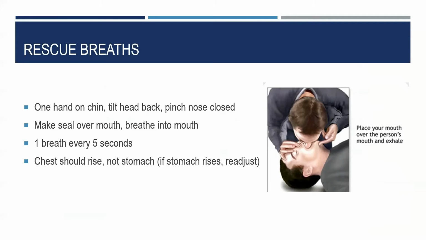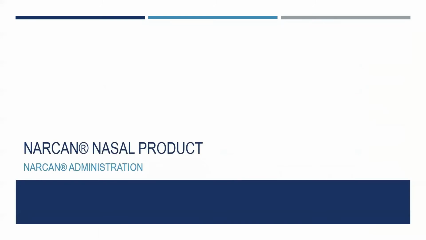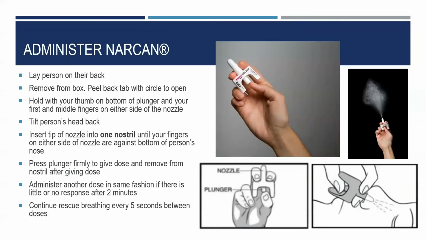So once you're doing that, you're ready to give naloxone or Narcan, which is just the medication's official name. You're going to have that person still on their back. You're going to remove the naloxone kit out of its little packaging. And as you can see here, you'll put your thumb on the little plunger, and then your first and middle finger on the outside of it.